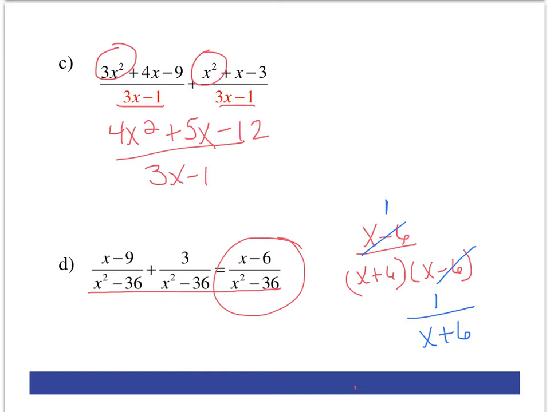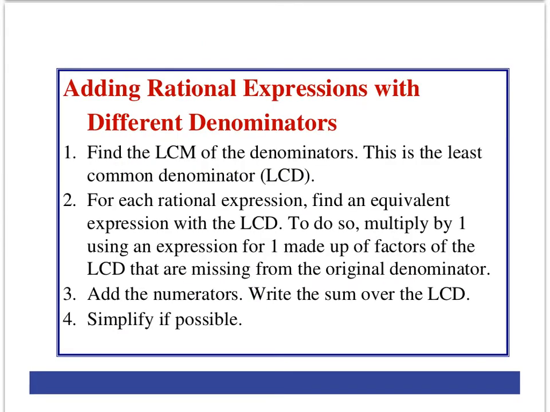So adding expressions with different denominators, you find the least common multiple of the denominators. This is the least common denominator. You're going to hear me say LCM or LCD. For each rational expression, find an equivalent expression with the LCD. To do so, multiply by 1 using an expression for 1 made up of factors of the LCD that are missing from the original denominator. Add the numerators, write the sum over the LCD, and simplify if possible.